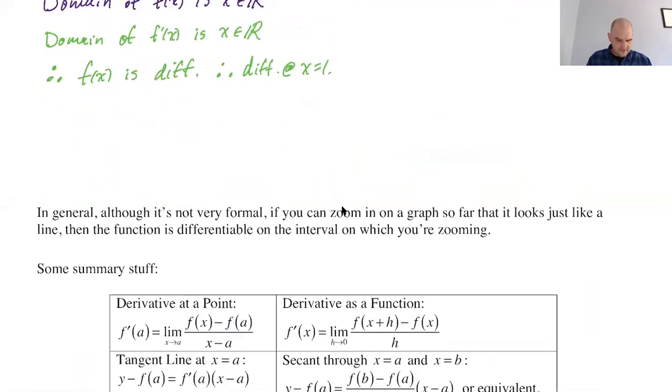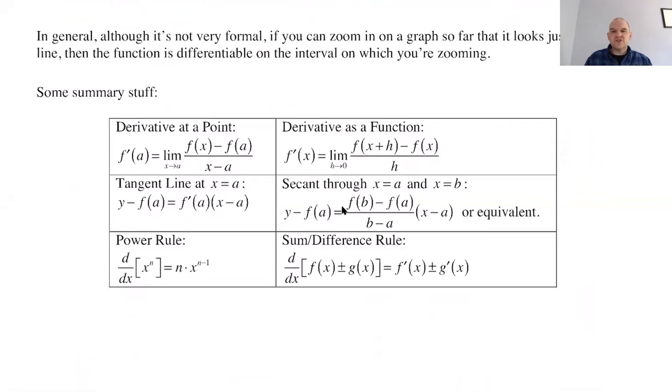All right, so this is just a summary of some things. We have derivative at a point is f prime of a, derivative as a function. You typically use the limit as h approaches 0. Tangent line, secant line. We know the power rule. We know the sum and difference rule. We also know the constant multiple rule. That's just a summary of the things that we know so far.